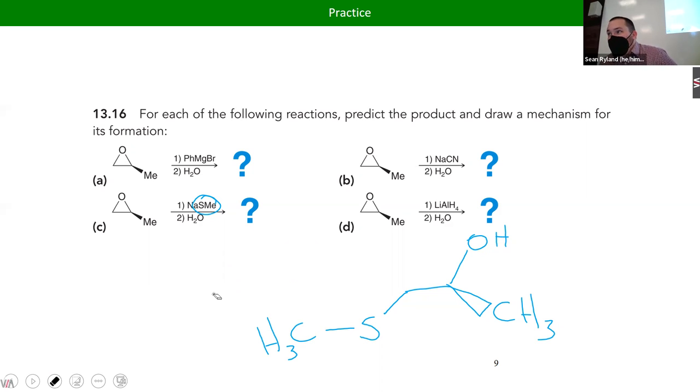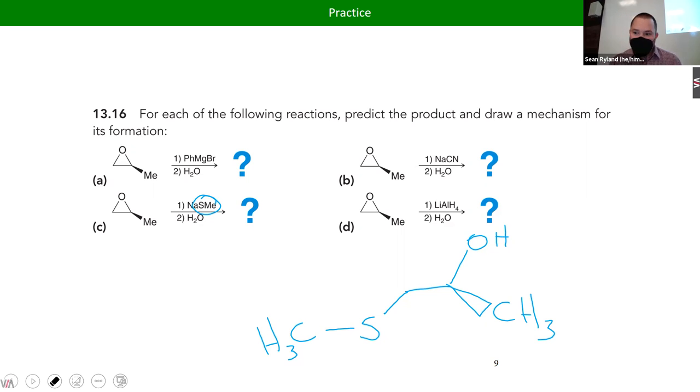So there's really no difference to any of these, right? The trick is just identifying the nucleophile and then remembering acid versus base catalyzed. Where do I put it? Other than that, all ring opening reactions essentially look the same for these epoxides.